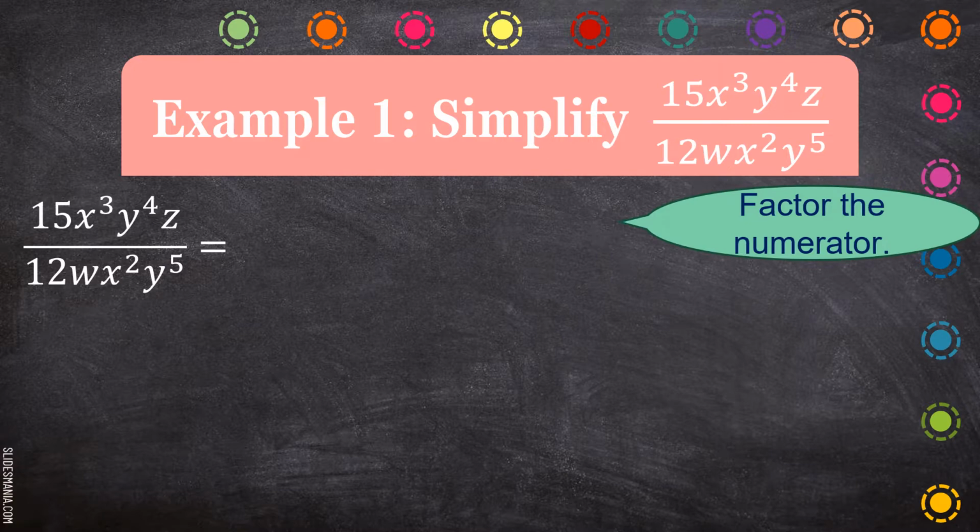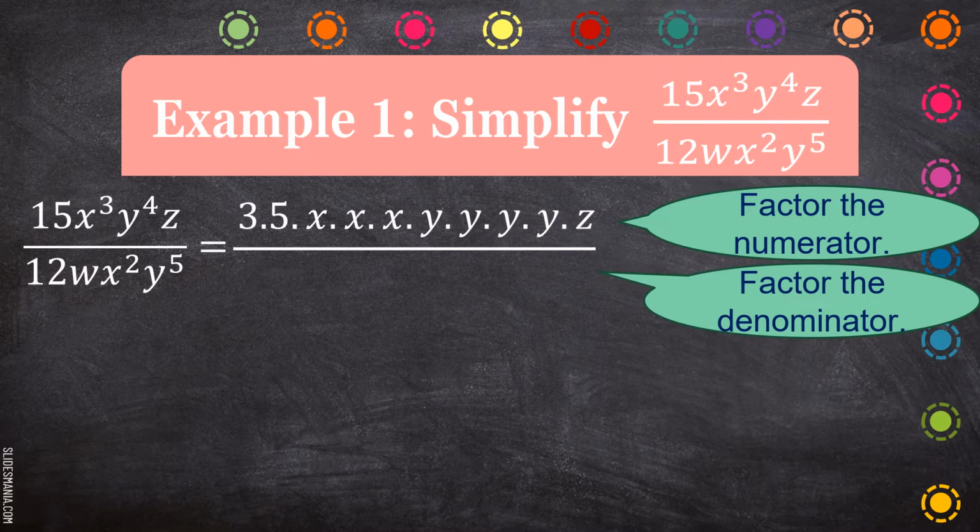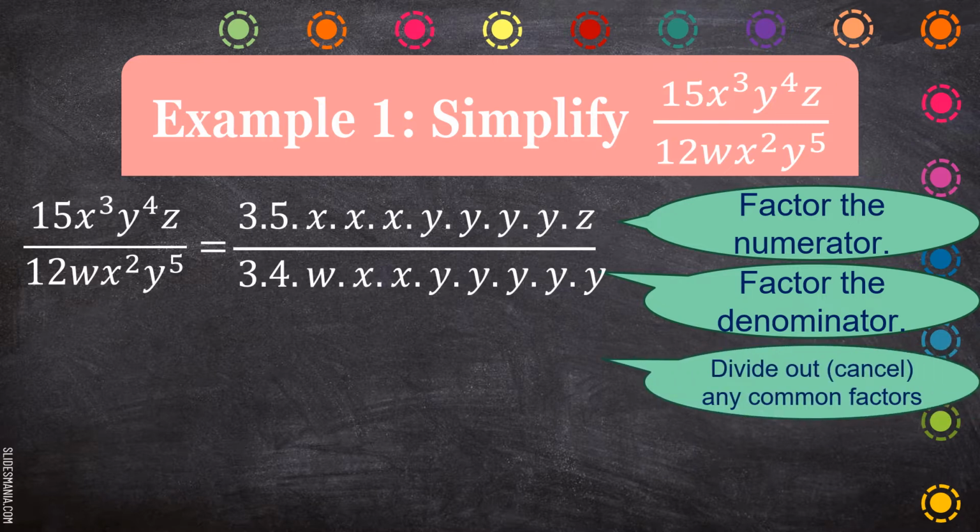So the factors of 15x cubed y to the 4th power z are 3 times 5 times x times x times x times y times y times y times y times z. And then we also have to factor the denominator. So the factors of the denominator are 3 times 4 times w times x times x times y times y times y times y times y. And then we divide out or cancel any common factors.